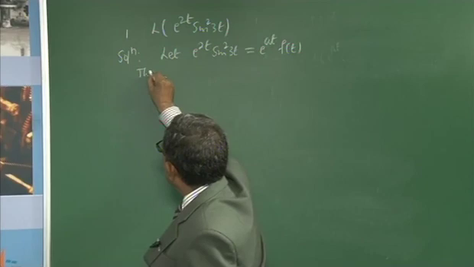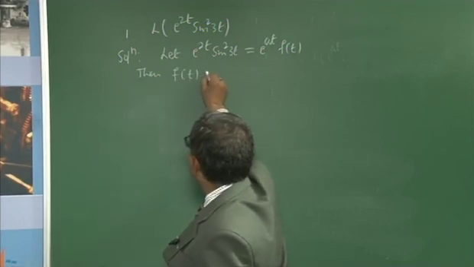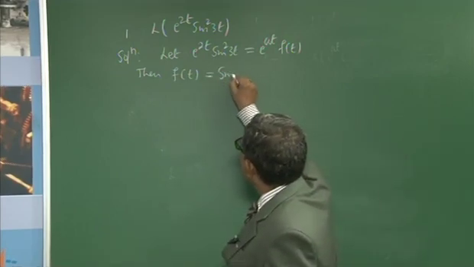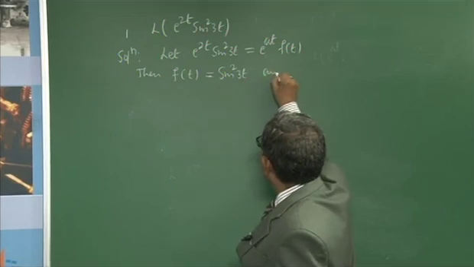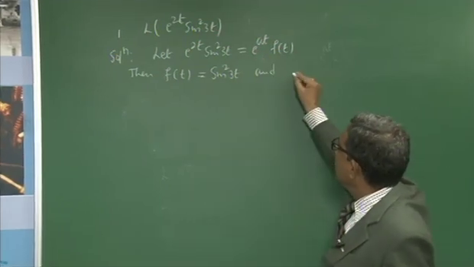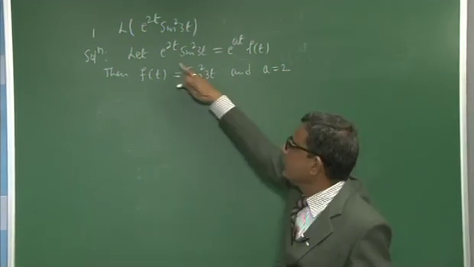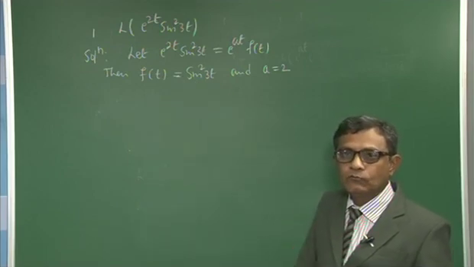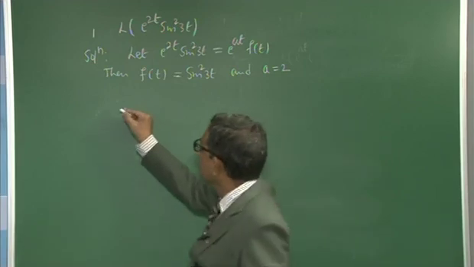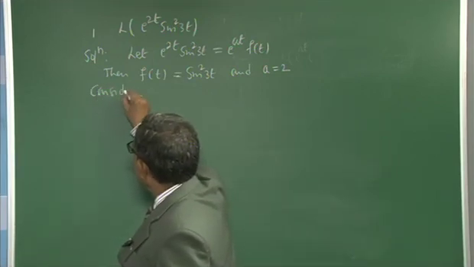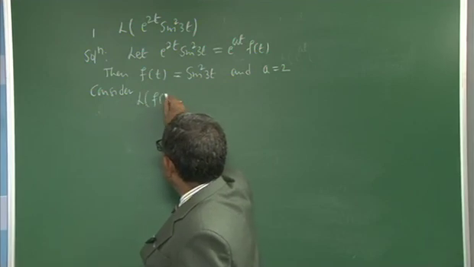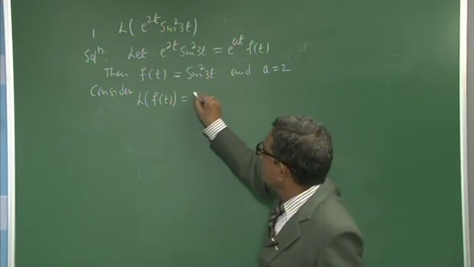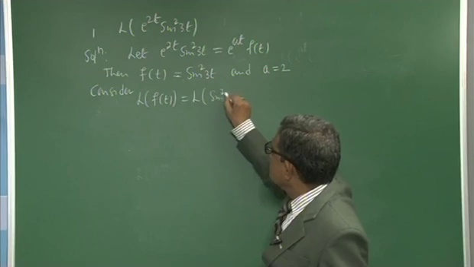Then what is your function f of t? Here f of t is the trigonometric function sin square 3t. And what is the exponential function? e raised to 2t. Then a is 2 here. Now for the function f of t, first you have to find the Laplace transform. That is, L of f of t is equal to L of sin square 3t.